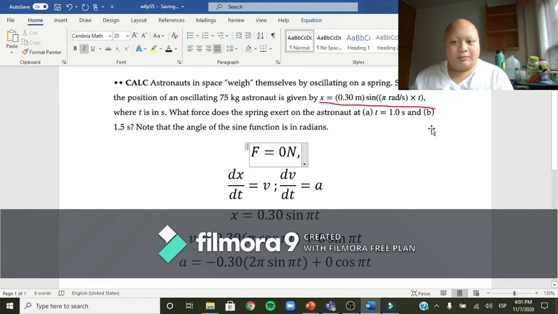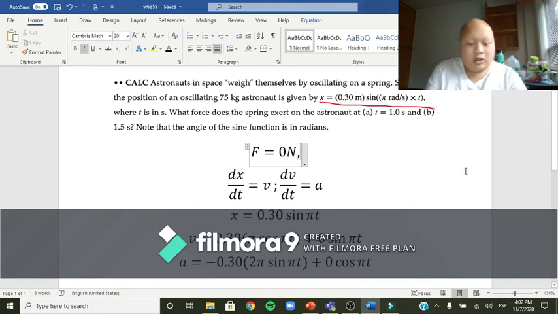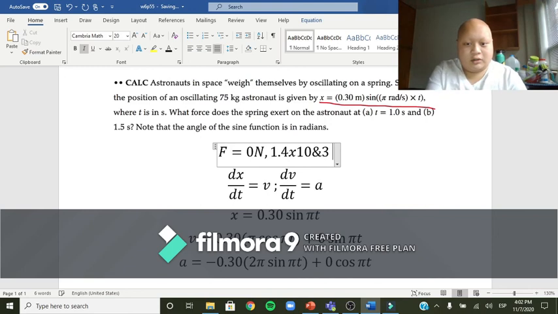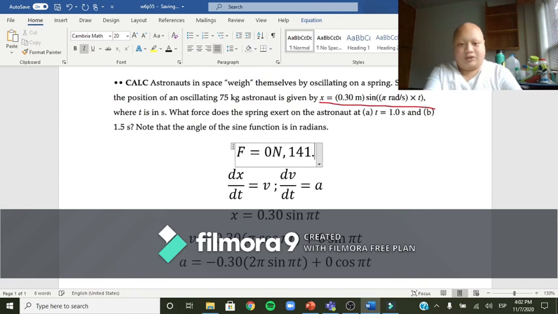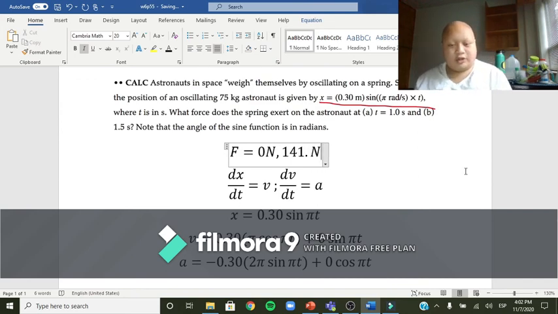And then for the second part, part B, you have to plug in 1.5 seconds. I already did that earlier on my calculator, and it says 1.88495592 meters per second squared. But just simplify it to 1.9 due to significant digits. So now you gotta multiply that by 75, and you get that the force of the spring would equal about 1.4 times 10 to the third power. There's something on my computer, so I'll just put 141 point something newtons, and those are your two answers.